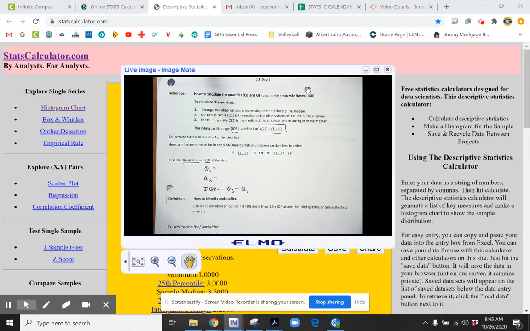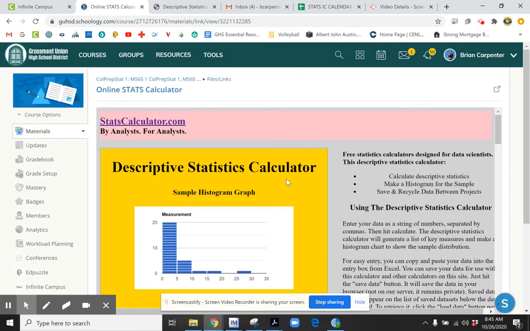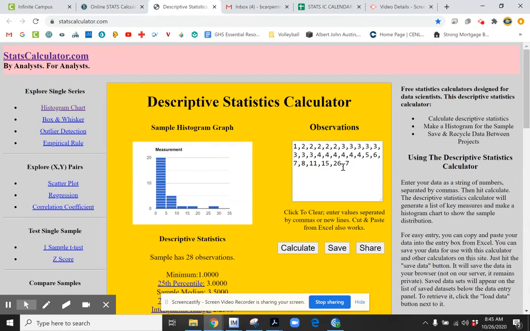Okay. All right. So I'm going to go back to my online stats calculator. And to use this, where is it? Here we go. All we have to do is click in this observations box, right? You click there and everything goes away. And if you enter the fat content of the sandwiches separated by commas: 9, 14, 16, 19, 20, 22, 27, and 33.